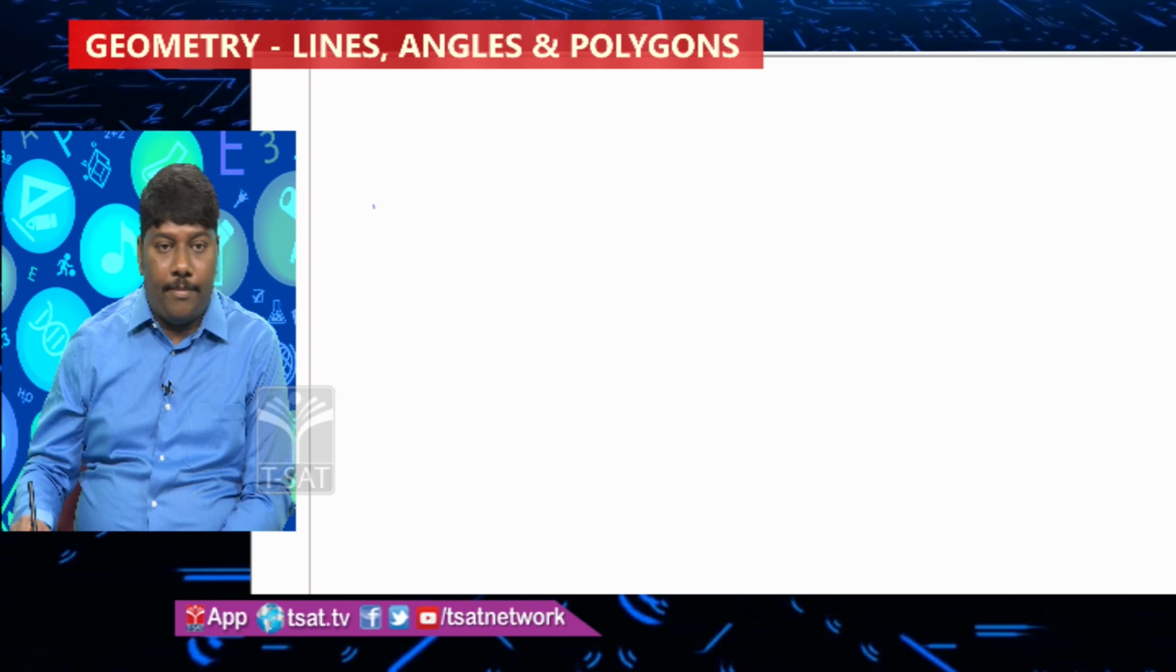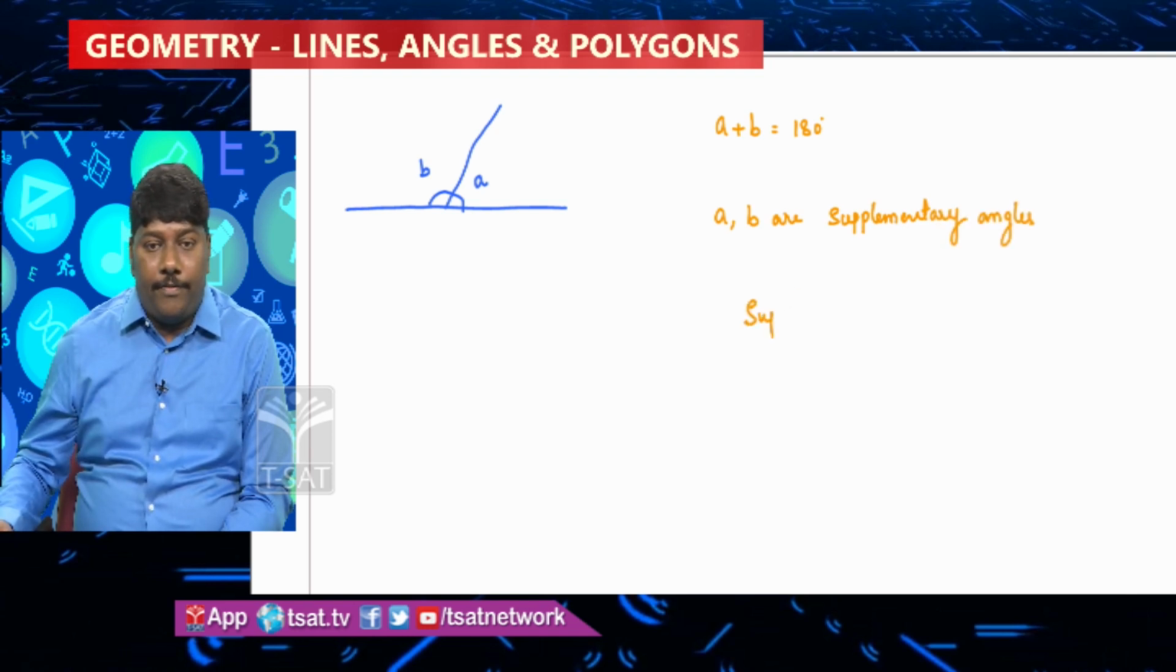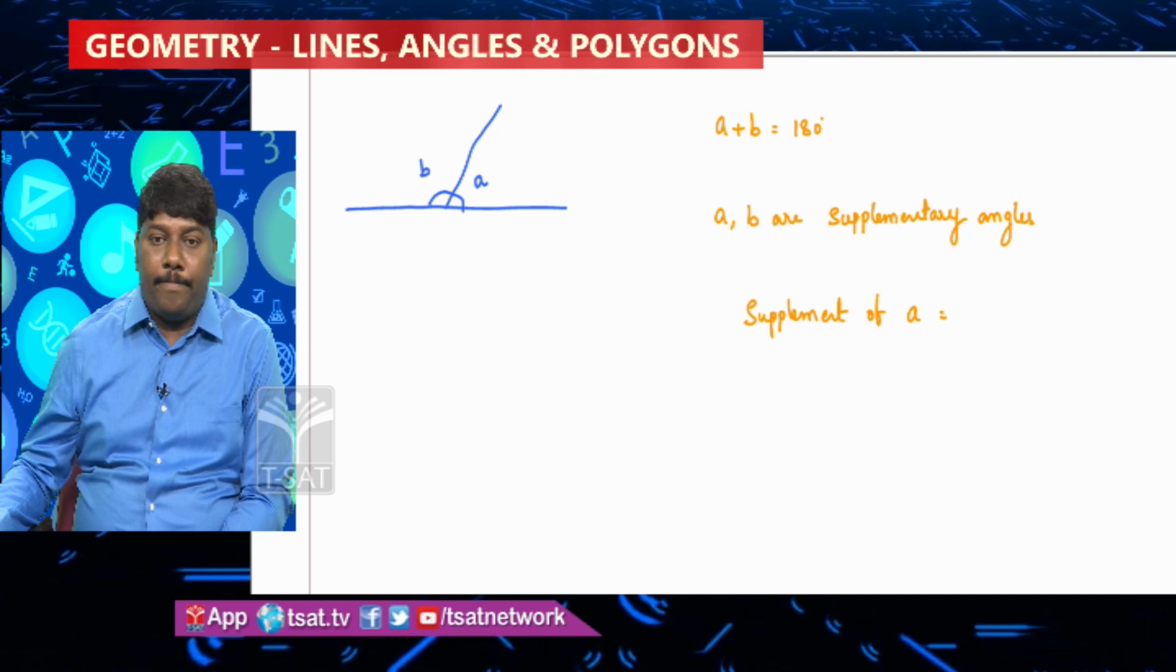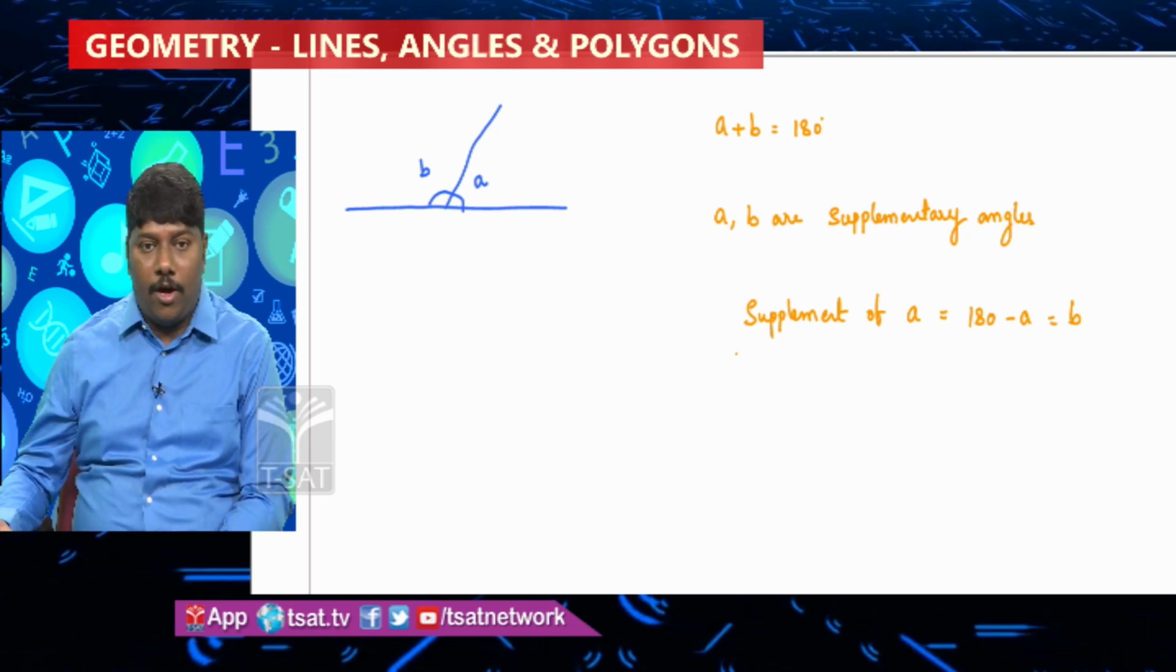If I take a straight line in the same manner, the angle formed by a straight line we take as 180, intersected by a transversal or else a line. Now here angle A and angle B, A plus B is equal to 180 degrees. Whenever the sum of two angles is 180, we call A, B supplementary angles. If I ask you what is the supplement of angle A, it is 180 minus A, or else B. If I ask you what is the supplement of B, that is 180 minus B, or else A.